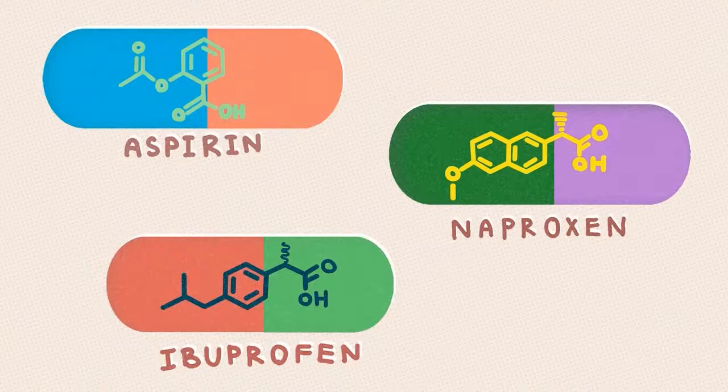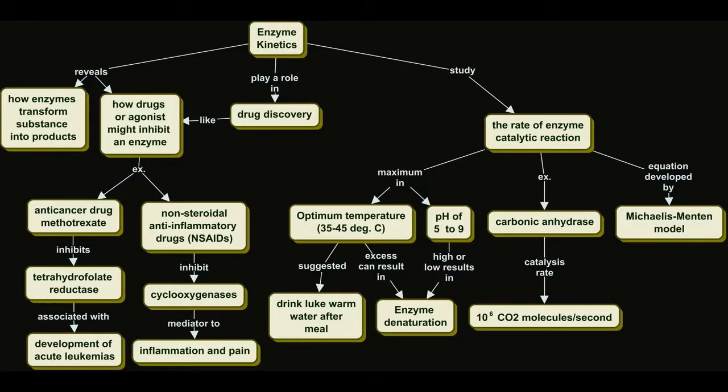Another example is the anti-cancer drug called methotrexate. Methotrexate inhibits the enzyme called tetrahydrofolate reductase. This type of enzyme is associated with the development of acute leukemias. When this enzyme is inhibited by this drug, it will no longer develop further into leukemia.